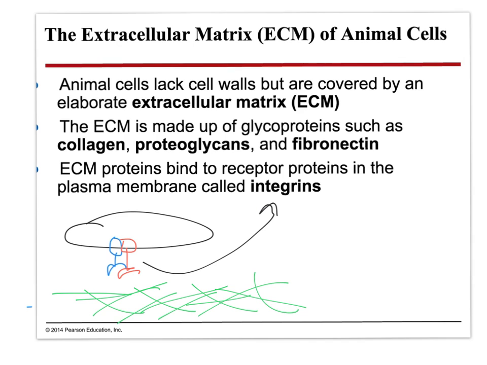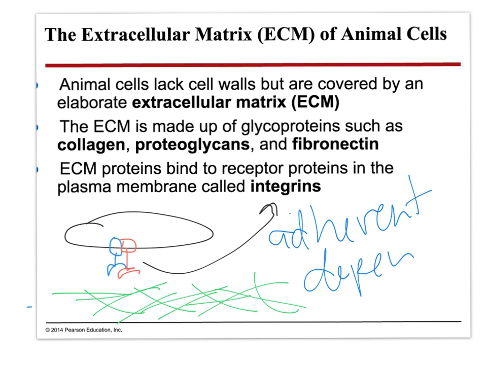Sam, can you repeat what the relationship was? Adherent dependent growth. All right, adherent dependent growth. Can you read that, chicken scratch? Okay?